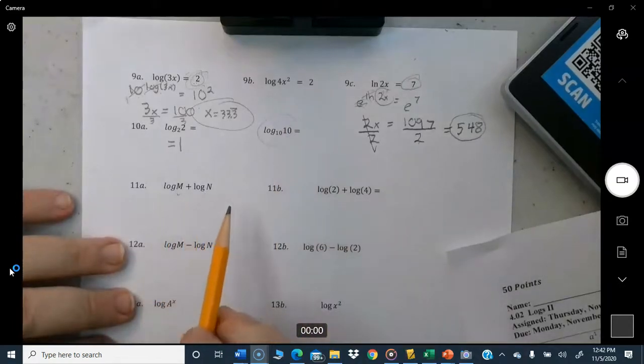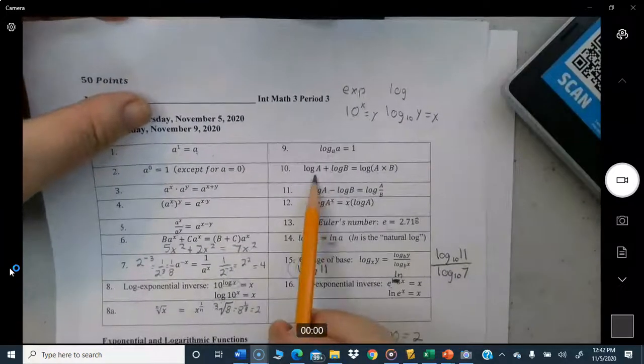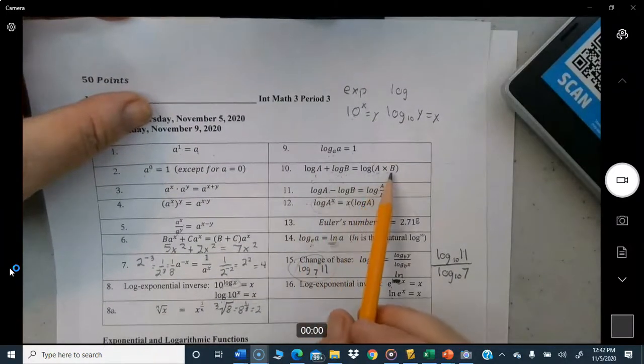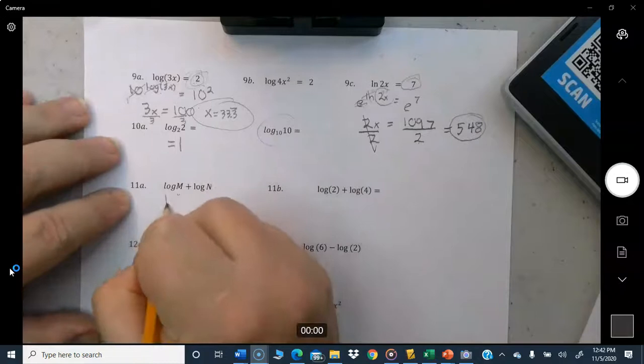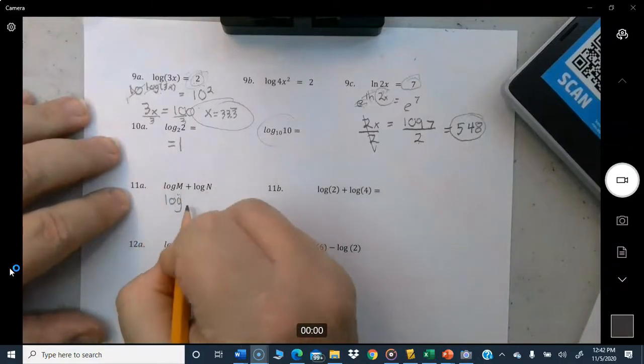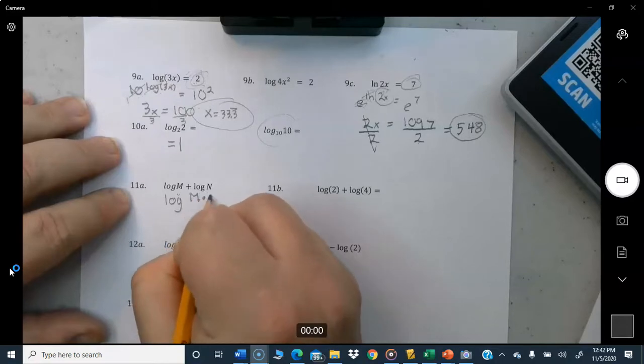Next one, log of m plus log of n. That's just simply writing down what the property is. Log of a plus log of b equals log of a times b. So this is going to be log of m times n.